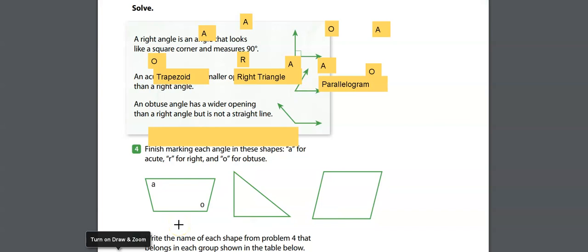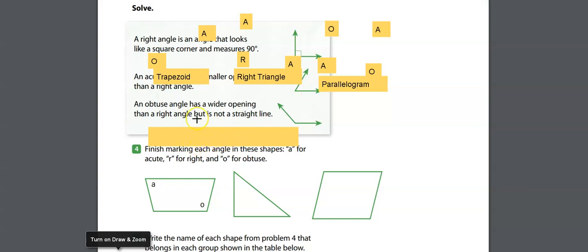Alright, question 5 says, write the name of each shape from problem 4 that belongs in each group shown in the table below. So we have a table, and we're going to place which shape has acute and right angles, and which shape has acute and obtuse angles. So if we look back from our previous page, we know that this shape is a trapezoid, which I have labeled below. I know that this shape is a right triangle, which I label below, and I know this shape is a parallelogram, which I label below. And again, we know this based off of our previous page.